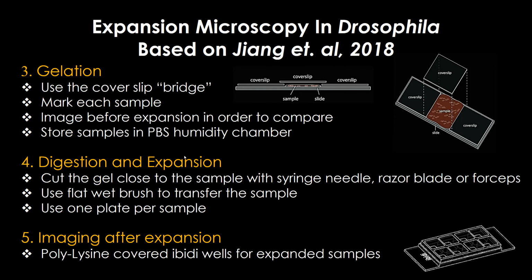For this step, it's really important, if your sample is visible, to cut as close to the sample as possible, because otherwise, after the expansion, you won't be able to find your sample in the gel because it becomes transparent. So cut the gel with a razor blade, syringe needle, or forceps as close to the sample as possible, but leave some edges around it. And using a flat wet brush, you can transfer the sample easily from one place to another.